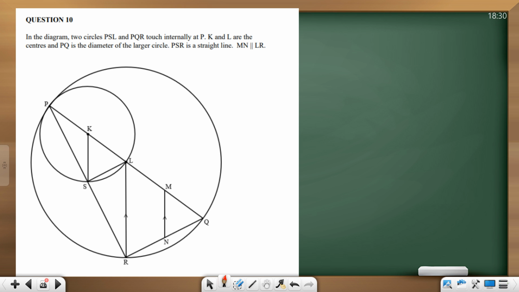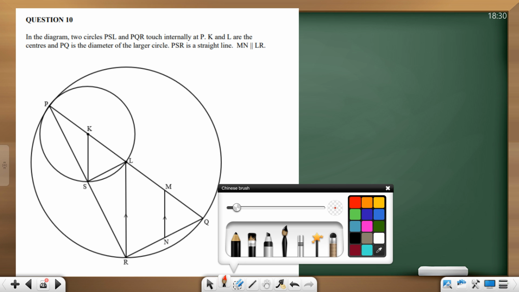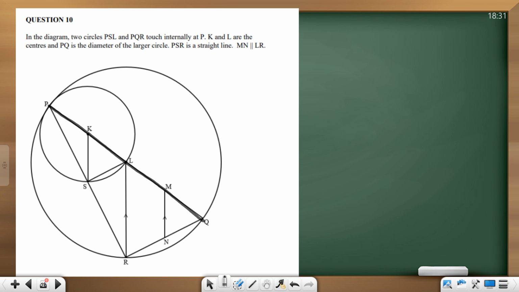In the diagram, two circles PSL and PQR touch internally at P. K and L are the centers, and PQ is the diameter. Check, PQ is the diameter. Already, this is Euclidean. Start thinking. PQ is the diameter. What's going through your head? Equal to 90. You can't just say equal to 90. Angle R, angle in a semicircle.